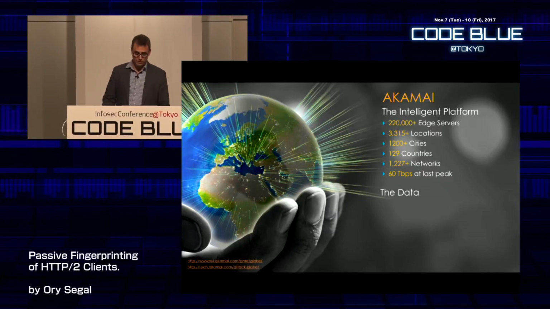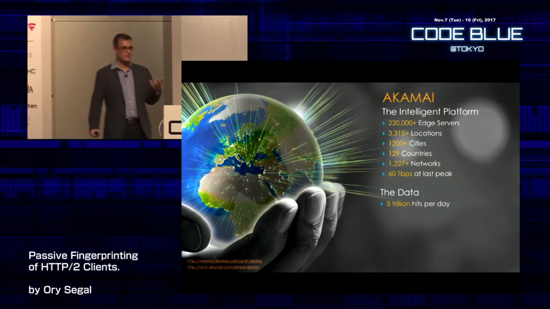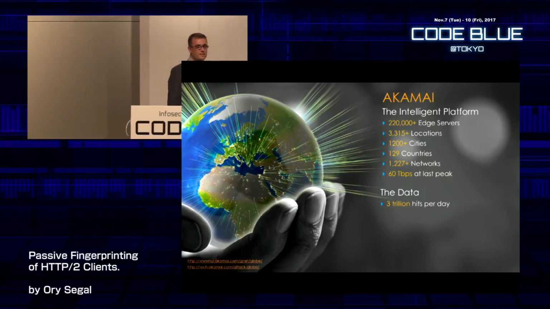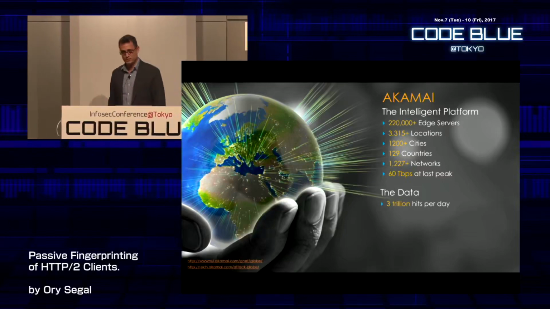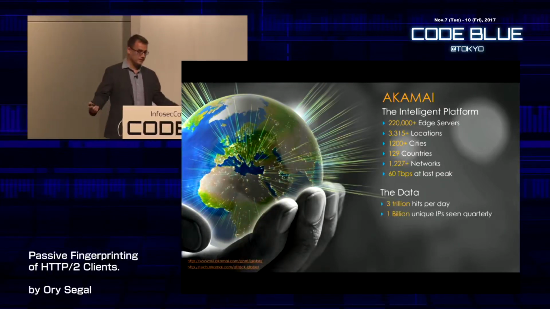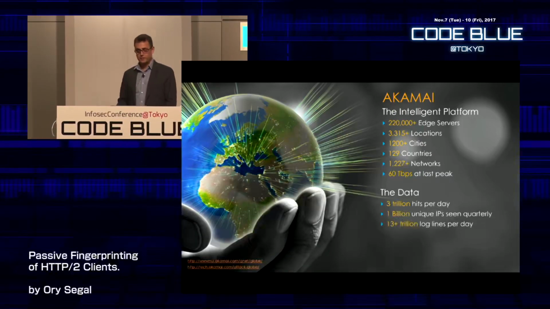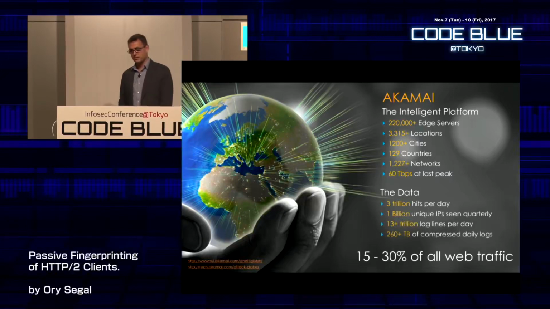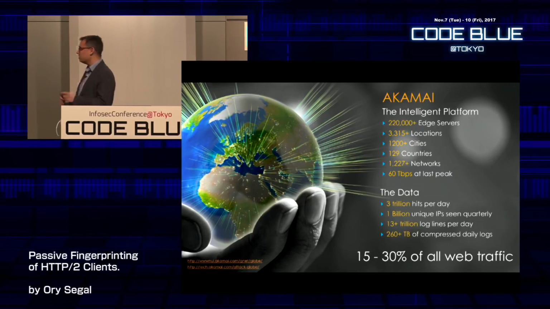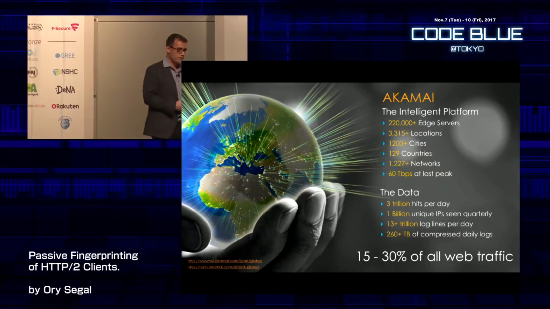The data that we see at Akamai is amazing. I keep telling people that this is how I pitch people who I want to hire for my research team. Once they see the amount of data that we actually have, it's pretty much a closed deal for them. So we see 3 trillion web hits every day from 1 billion unique IPs every quarter. That's basically everything out there. We collect about 13 trillion log lines every single day. That's about 260 terabytes of compressed logs. And we see in a normal day anywhere between 15 to 30% of all internet traffic, not web traffic.